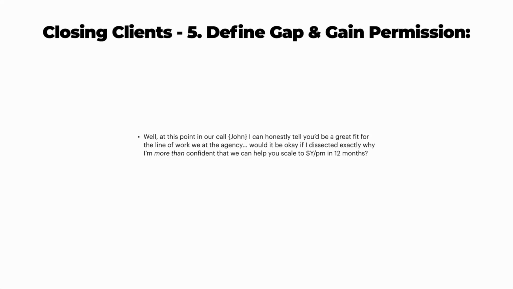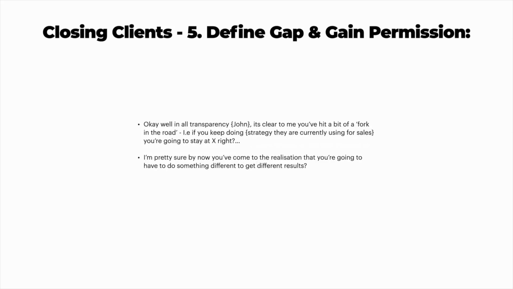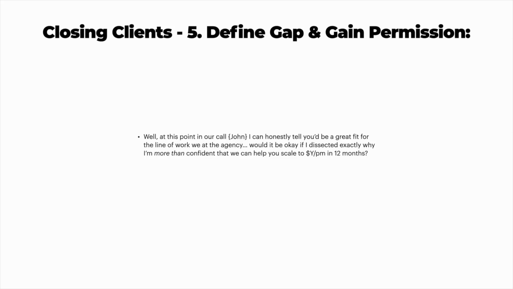Then you're going to go on to this point right here, which is basically gaining the permission point. All this was kind of defining the gap, saying that they're at this point and they're not at this point, and that they need to do something different, or else they're just going to stay where they are. That's stretching the gap, being like, they need to do something in order to see different results.